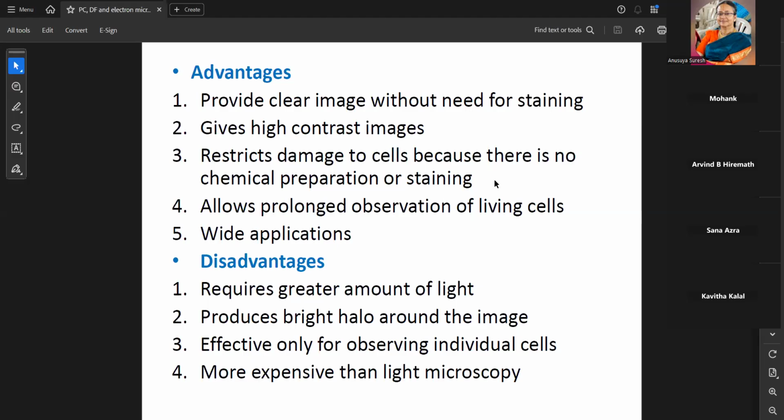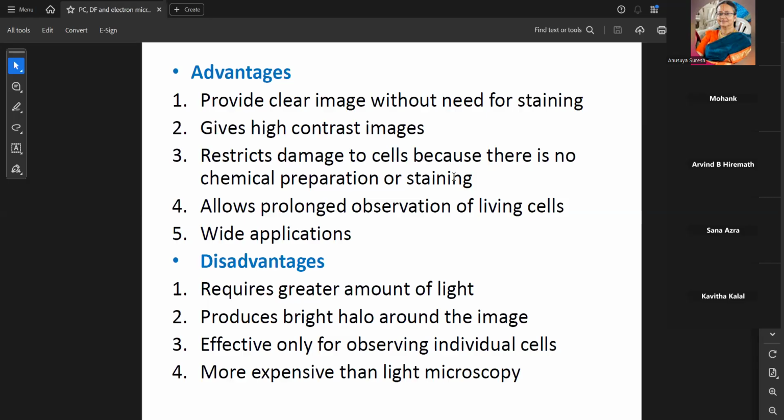And because you are not doing any chemical preparation or staining procedure, there is no damage to the cells. If you remember when we talked about staining mechanisms, we said that all the cells which undergo the staining process will have some damage or will die in that process. So you can't study living cells by doing staining. But if you want to study living cells and make sure that there is no damage to the cells, then we can make use of this phase contrast microscopy.